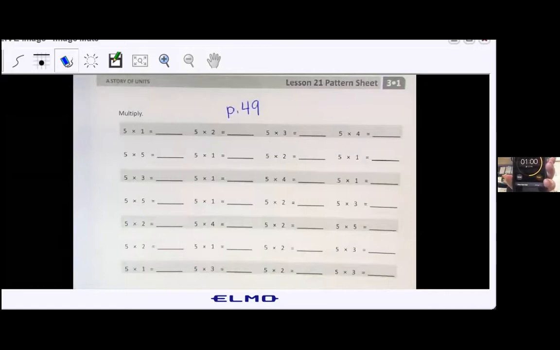The time is halfway done. You have 1 minute remaining. Twenty seconds. All right, and that is time.